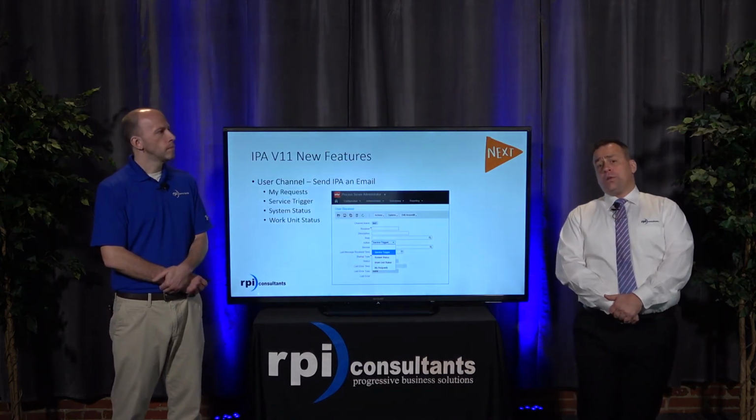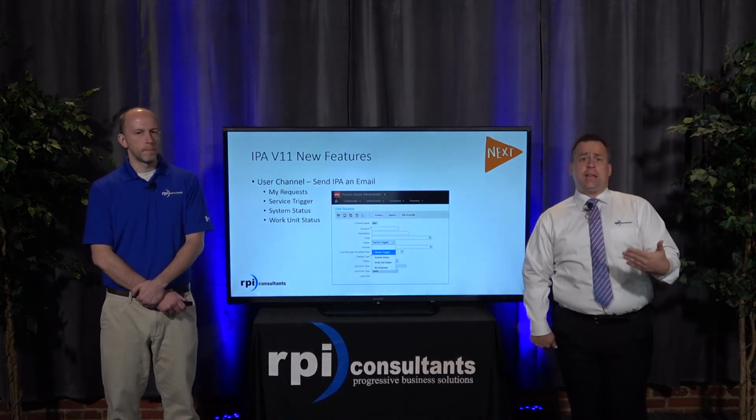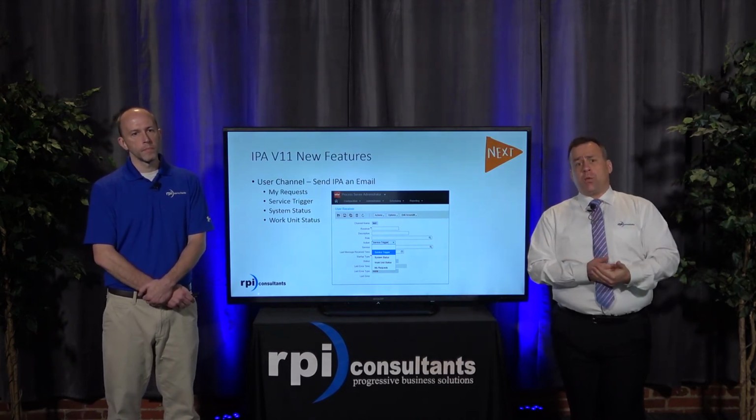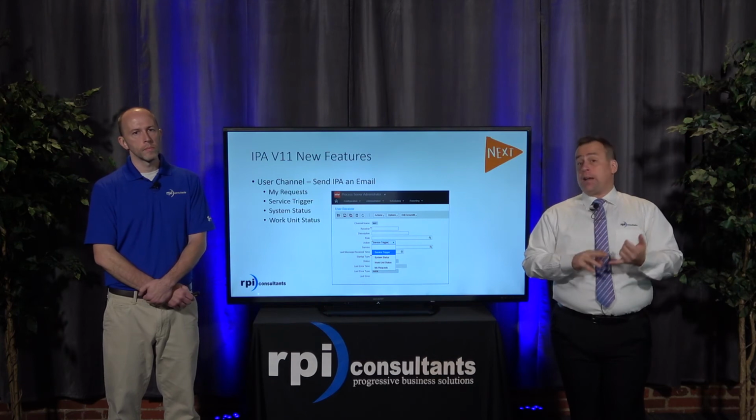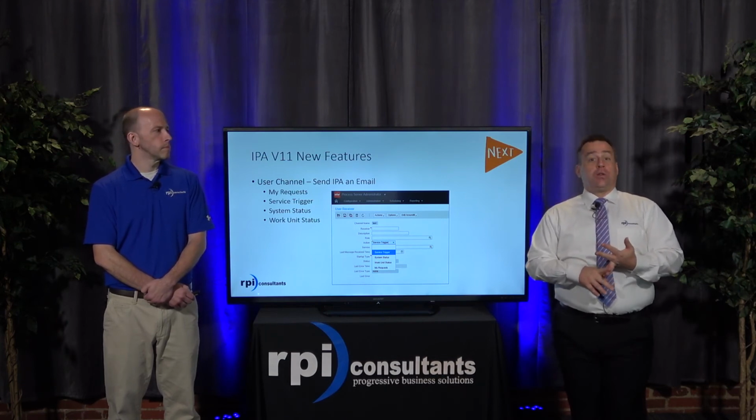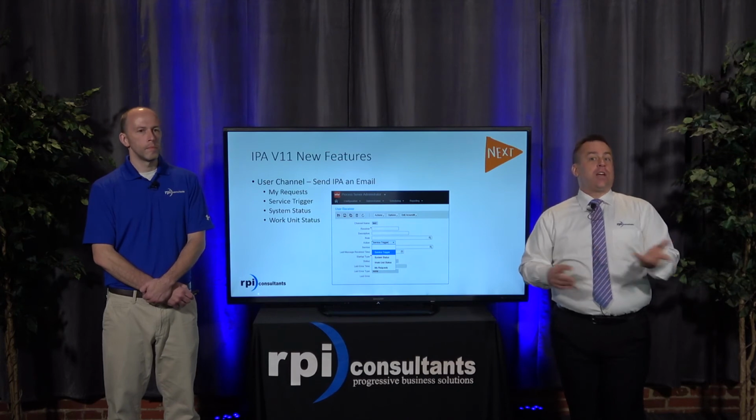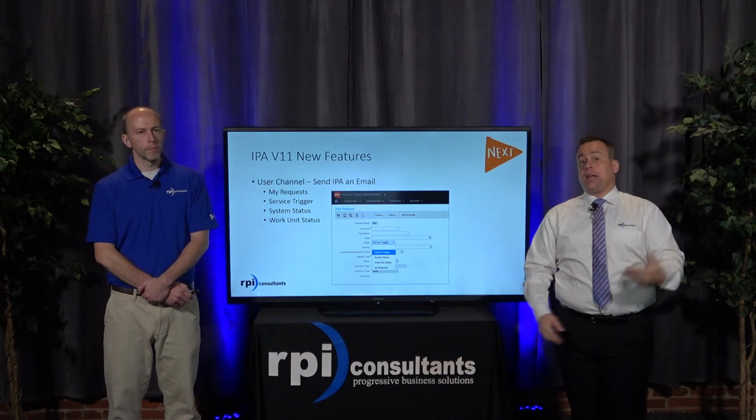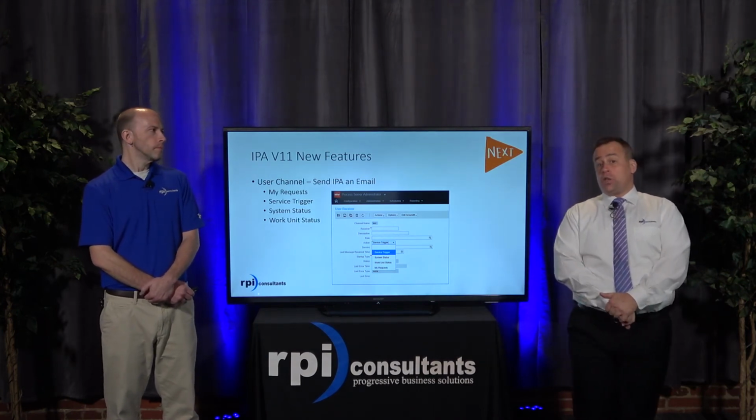Another good thing that you can do is send IPA an email. You can email Process Automation to trigger a work unit. You can find out the status of your work units. You can check on the health of the IPA system itself by sending it an email. And that's done with your channels.